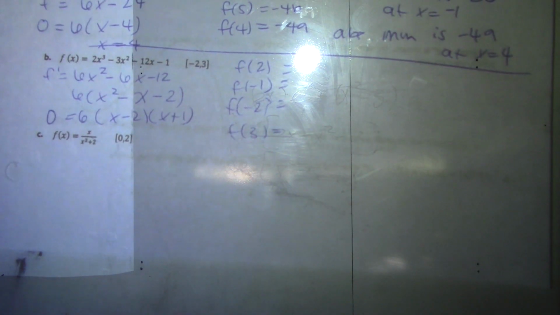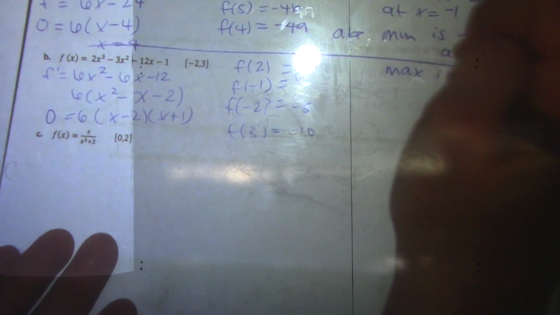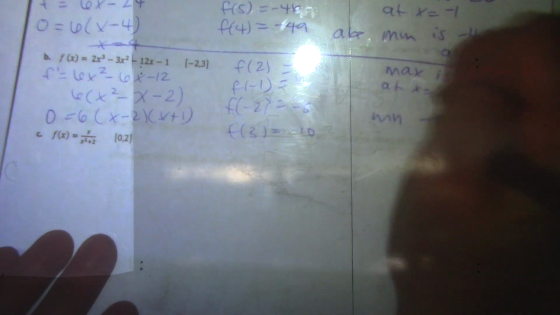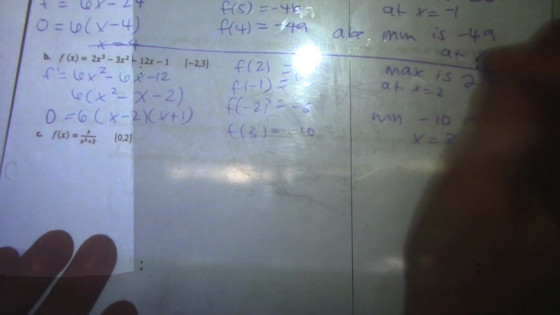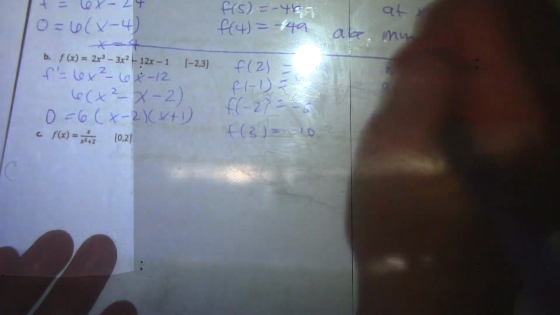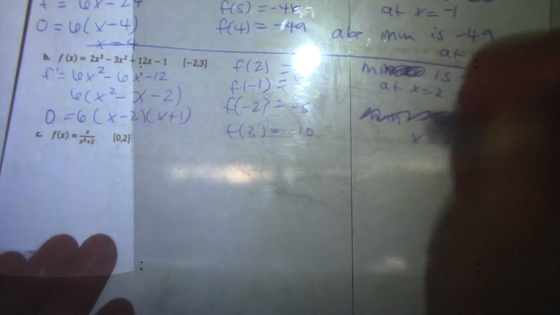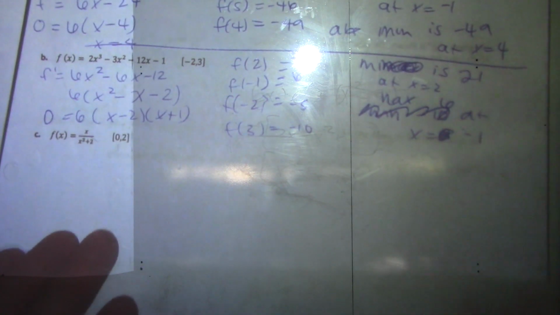Alright, f of 2 we have negative 21, f of negative 1 we've got 6, then this one's negative 5, negative 10. So then the max is 21 at x equals 2, and your absolute minimum is negative 10 at x equals 3. Oh, that's not right, that's a negative. That's my absolute minimum. And then my maximum is the positive 6, yeah, max of 6 at x equals negative 1.